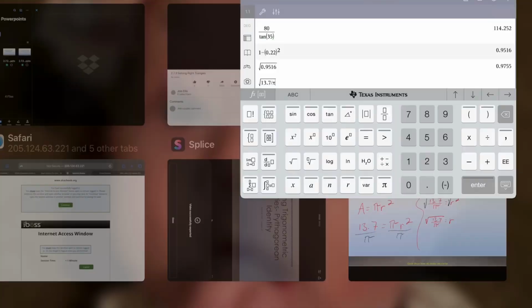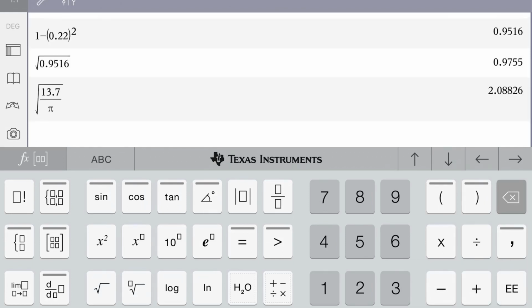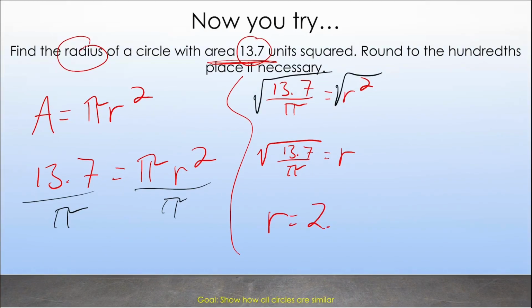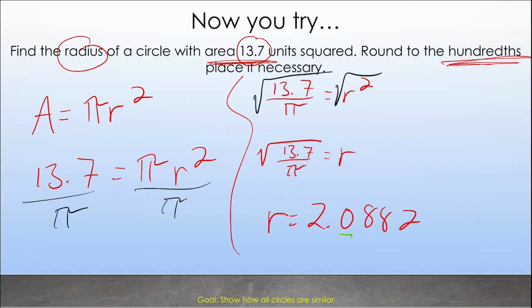Is that right? Okay. Let's get our approximation here. 2.0882. So radius equal to 2.0882. It says round to the hundredths place. So let's see. We have our tenths and then hundredths. Okay, so I want to round to this place. So I'm going to look at this number. It's 5 or bigger, so it's going to add 1 here. So I'm looking for radius is equal to 2.09.